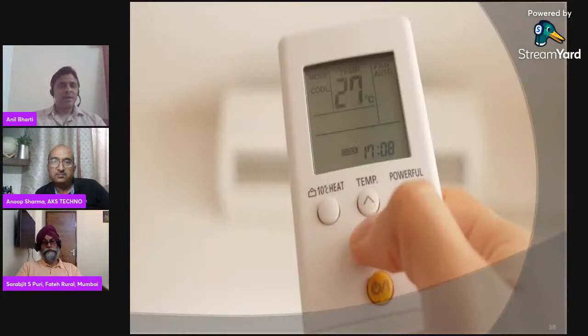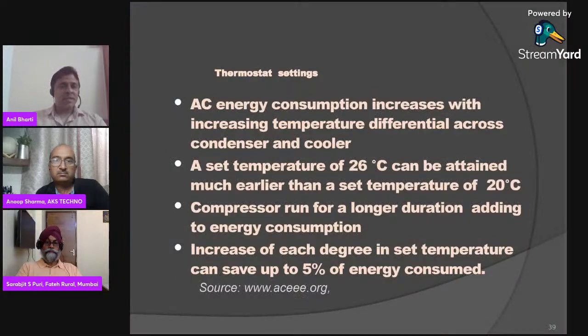That's good. Now what you see here is our remote control. Someone has set the temperature to 27 degrees Celsius. Now the AC consumption increases with increasing temperature differential across the condenser and the cooler. The temperature we set inside the home on the AC is very important. What temperature you set and at what time will make a lot of difference on your energy bills.